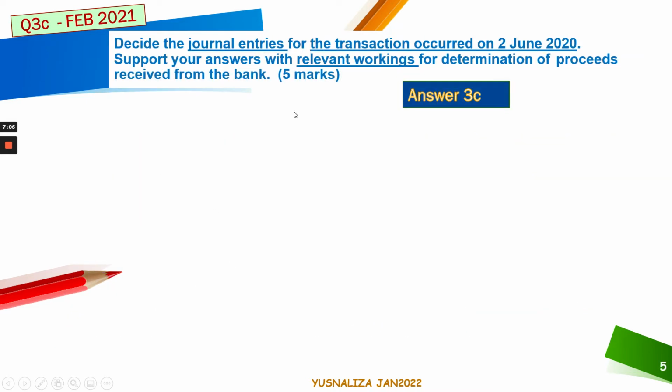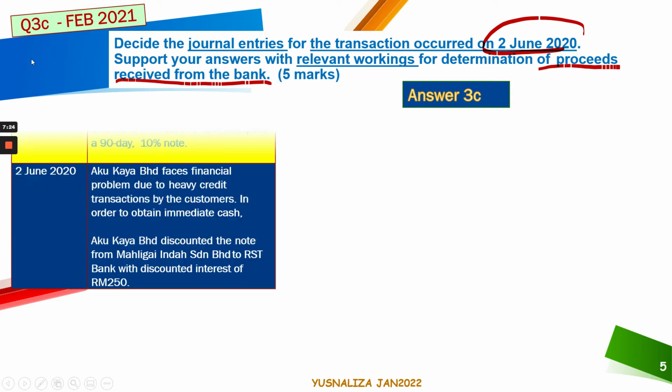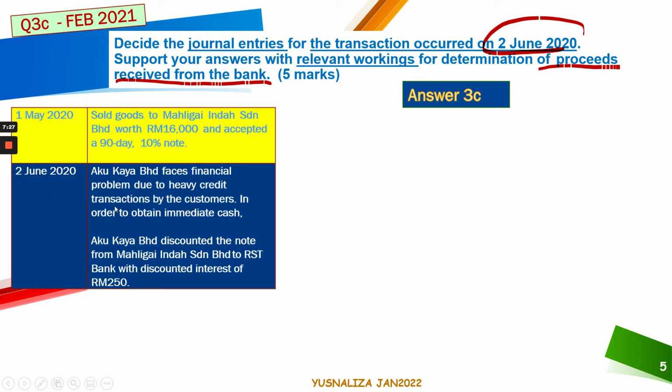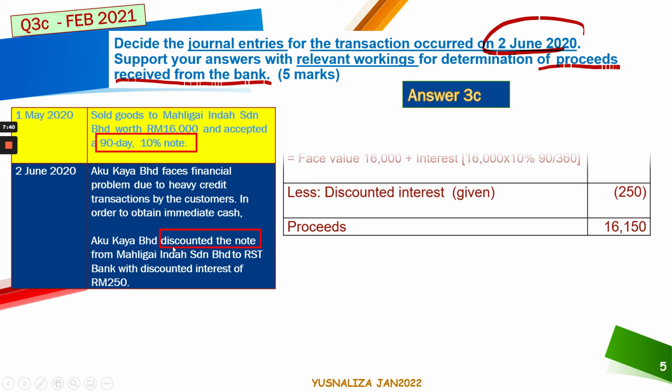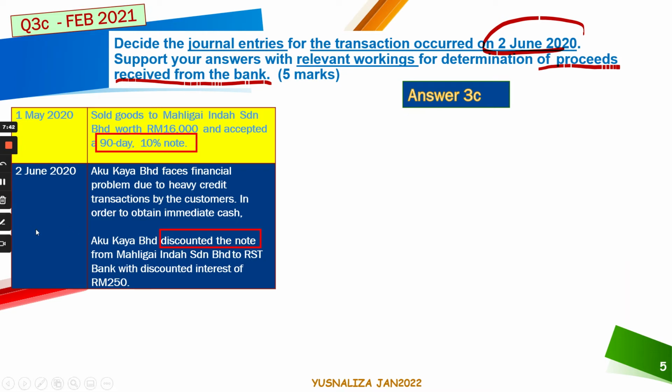Next one is to decide the journal entries for the transaction, not for all transactions, but just for the transaction on 2nd of June, and also to support your answer with the relevant workings to determine the proceeds received from the bank. So if you can recall, the transaction on 2nd of June is about Aku Kaya that faces financial problems due to the heavy credit transaction by the customer. And what Aku Kaya did was that Aku Kaya discounted the notes from Mahligai Indah to RST Bank.